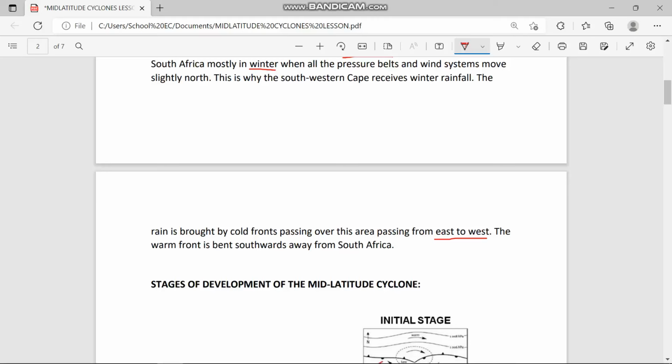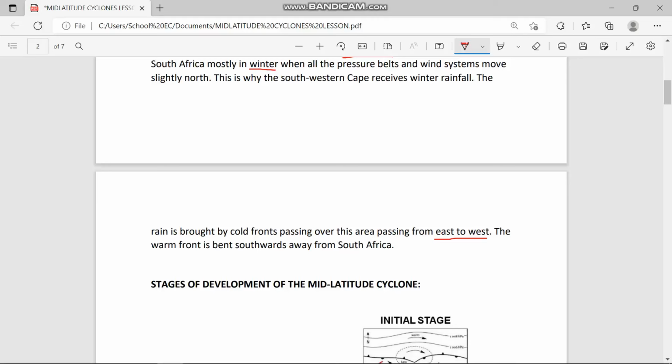Okay. So they move from east to west, and you know that South Africa is situated on the east side, east of the Greenwich meridian, meaning that it makes sense now that if this midnight cyclone moves from east to west, the warm front is bent southward away from South Africa. So the warm front, as you know this system consists of the warm front and the cold front as well.